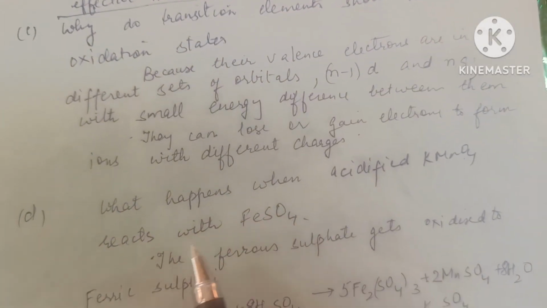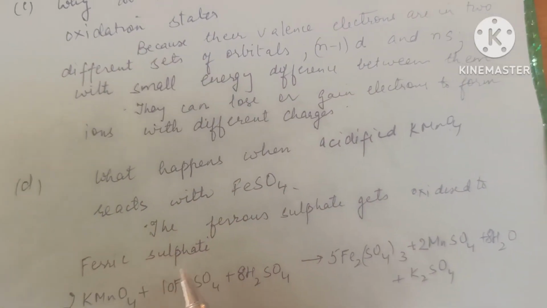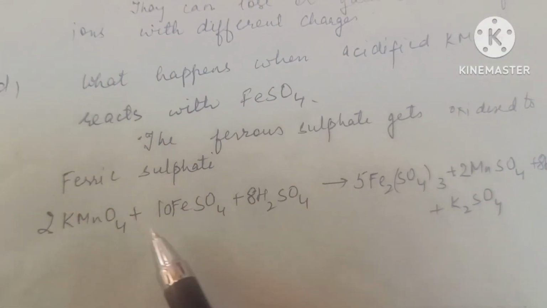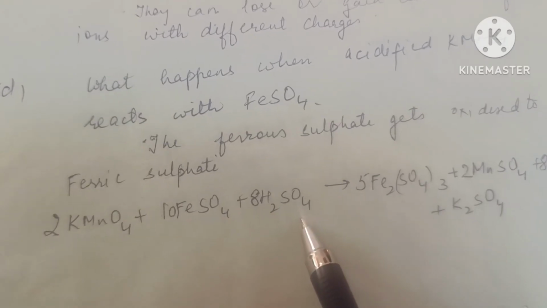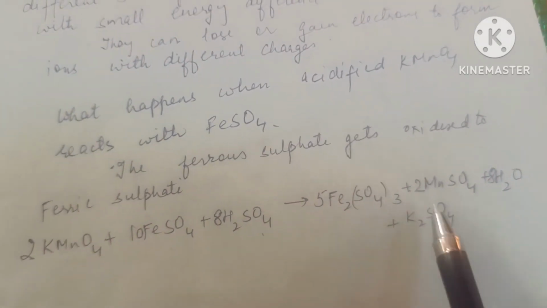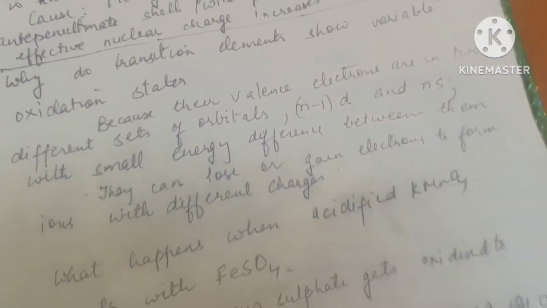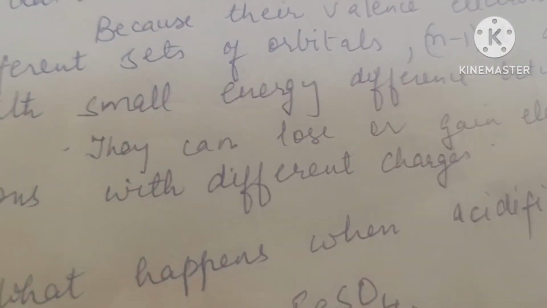What happens when acidified KMnO4 reacts with ferrous sulfate? Ferrous sulfate gets oxidized to ferric sulfate. Reaction is 2 KMnO4 plus 10 FeSO4 plus 8 H2SO4 gives 5 Fe2(SO4)3 plus 2 MnSO4 plus 8 water plus K2SO4. That's all in today's video.